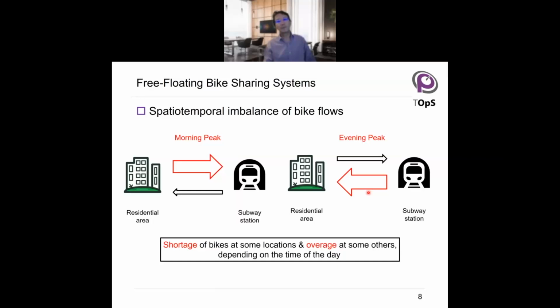So for example, in the morning, people tend to find a bike near the residential area, like outside the home, and ride the bicycle to a subway station. And at the end of the day, they start from their office, ride to a subway station, and then from the subway station, find a bike and return to their home. So we see this kind of spatial temporal imbalance in the system.